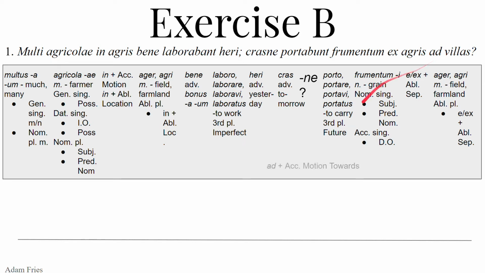Now we move down here. Ad takes the accusative case to show motion towards. We're moving towards this noun, villas, from villa, feminine, farmhouse. Accusative plural, that's the -as ending, because we had that preposition ad, which takes the accusative for motion towards. And then, look at this. It's a question mark. Wow, the Romans are wondering what that is. They have the -ne, and the question mark.